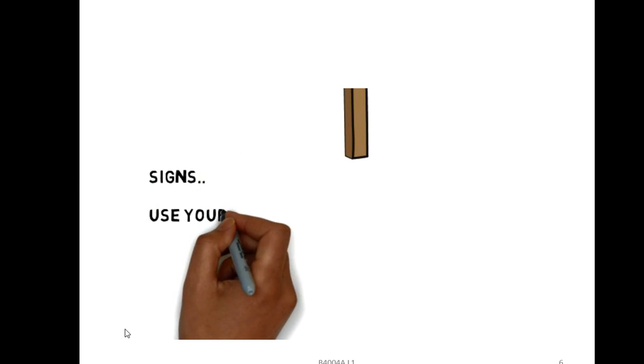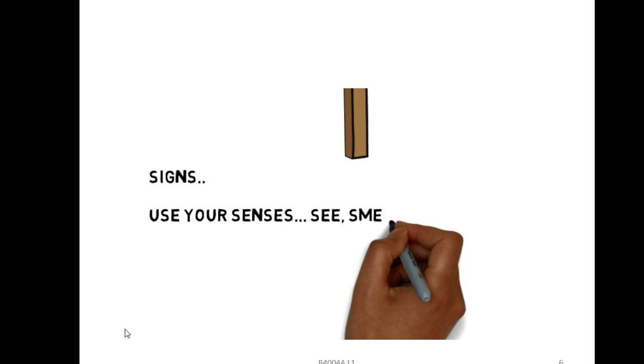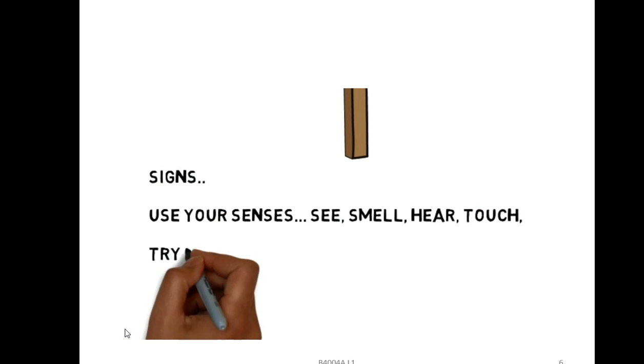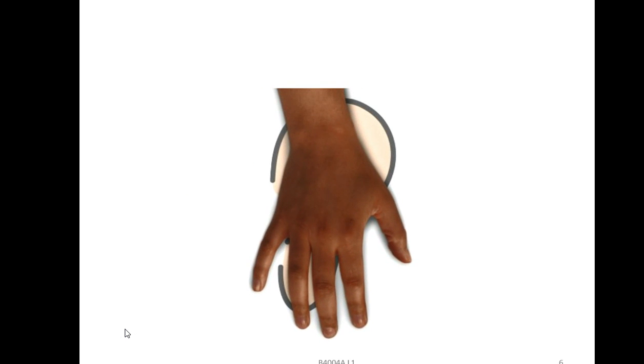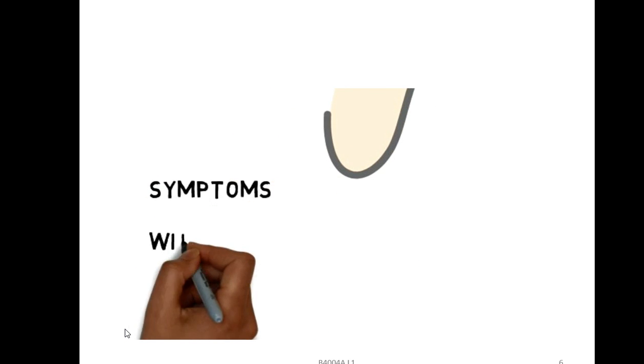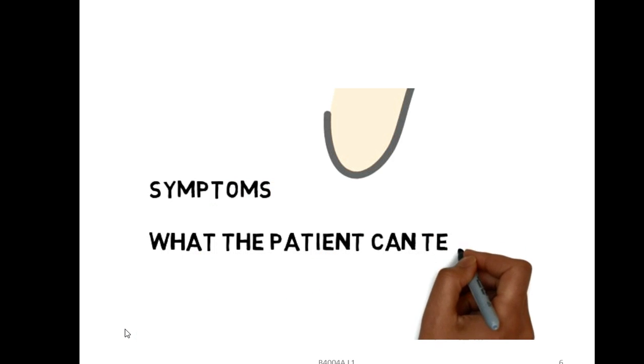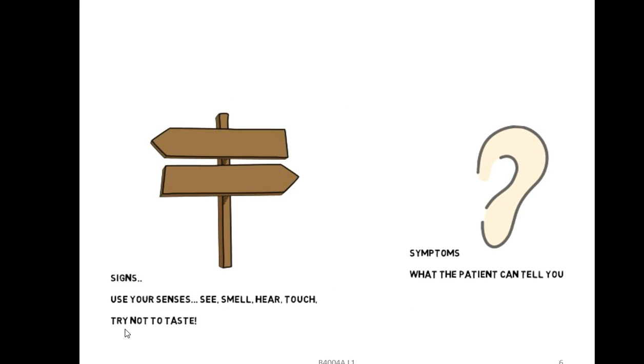And signs really for me are things that you can detect using your senses, okay? So things that you can see, you can smell, you can hear, and you can touch. And we know that the sense of taste is there, but don't use it. Please don't use it on patients. Symptoms are the things that people tell you about, okay? So signs, things that you detect with your senses, and symptoms, what the patient complains of. So symptoms are the things that the patient or their relatives tell you about.